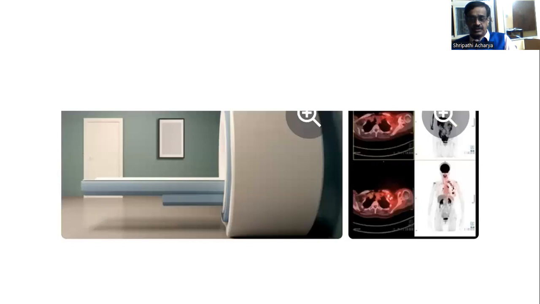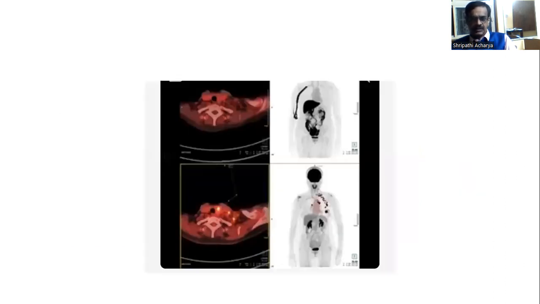See here, on the left side the instrument is there. On the right side the PET scan pictures are there, slice-wise as well as in the horizontal plane and also in the frontal plane. In this slide, on the left side, the horizontal plane scan pictures are taken. On the right side, you can see frontal plane pictures.